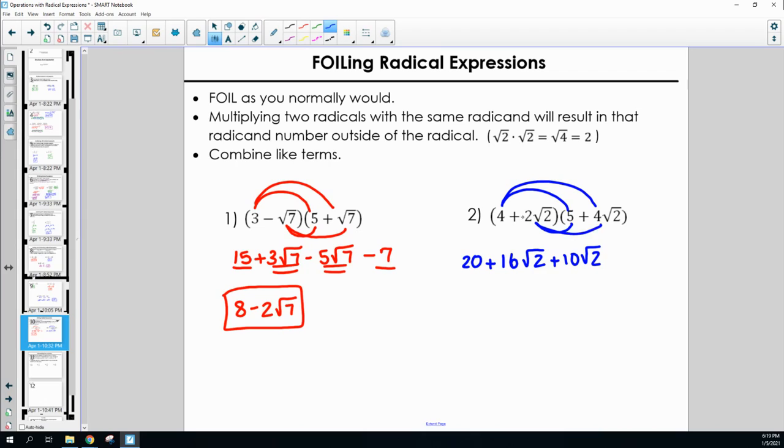And then we're going to multiply 2 square root 2 times 4 square root 2. So multiply the numbers in front, 2 times 4, that's going to give us 8. Square root of 2 times square root of 2 is going to give us 2, right? Because it's square root of 4, which is 2. So now this is really 16. So now I'm going to add 20 and 16. So I have 36. And then 16 root 2 plus 10 root 2 is going to give me 26 square root of 2.